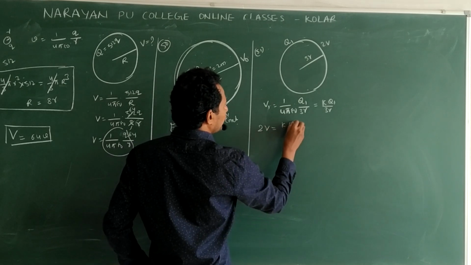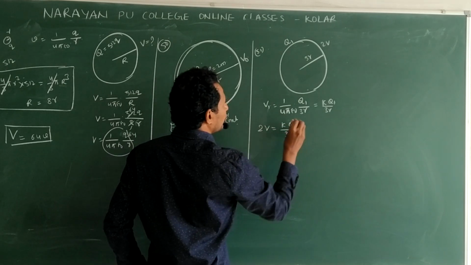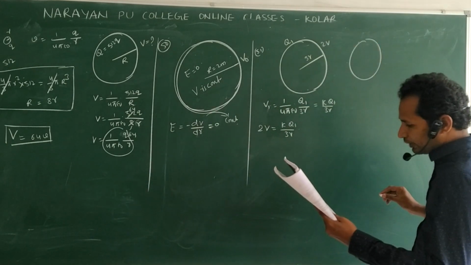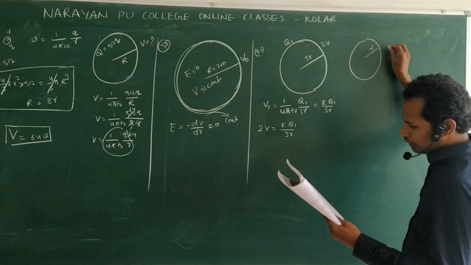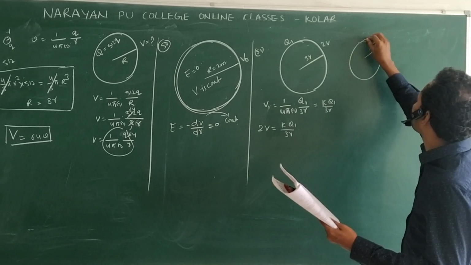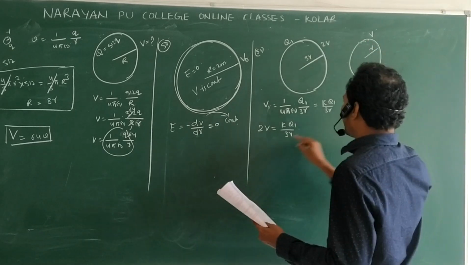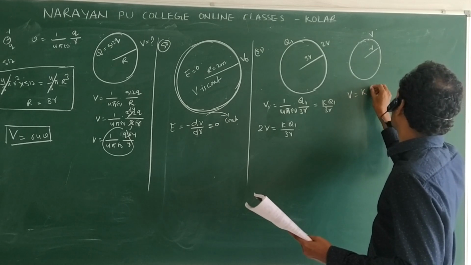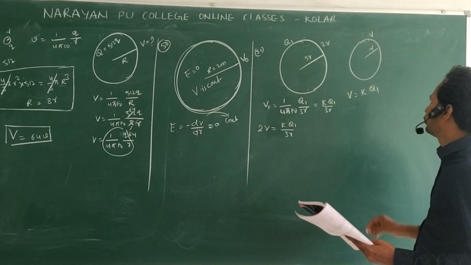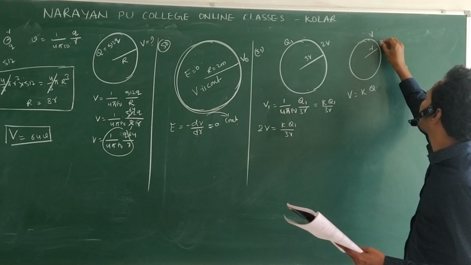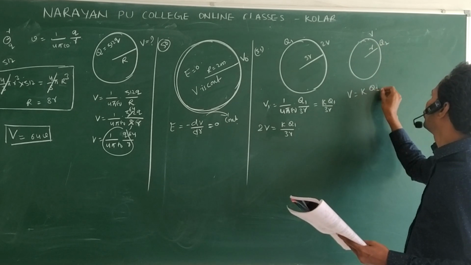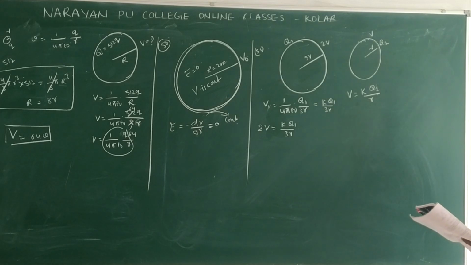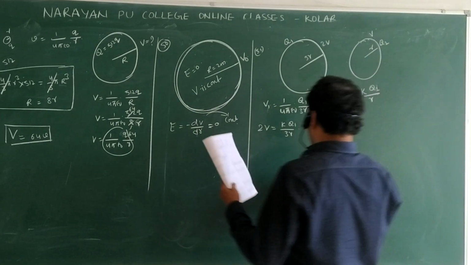2V is equal to k into q1 by 3r. Similarly, for a small drop, a small sphere of radius r, the potential is given as V. How can we write this? According to this relation, V is equal to k into q2, let us say this charge is q2, by distance r. Clear?